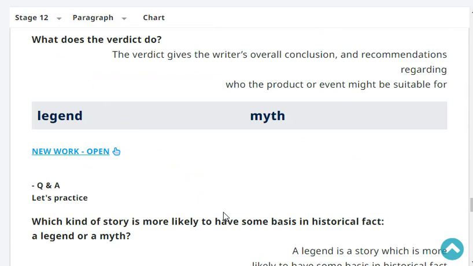The verdict gives us the writer's overall conclusion and recommendations regarding who the product or event might be suitable for. Very good. Okay, one more. The verdict gives the writer's overall conclusion and recommendations regarding who the product or event might be suitable for. Very good.